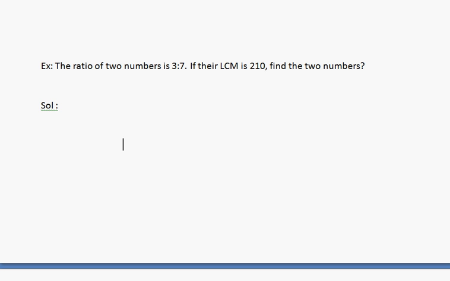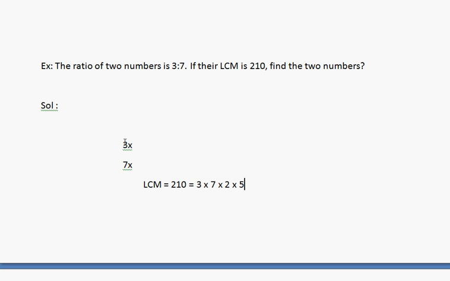So now let's solve it. So 3:7 are the two numbers. So the first number is 3x, the second number is 7x, right? Now their LCM is given to be 210, right? So LCM is equal to 210. Let's write 210 as 3 into 7 into 2 into 5, right? So this is the LCM.